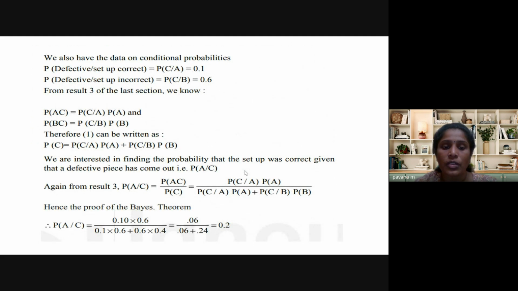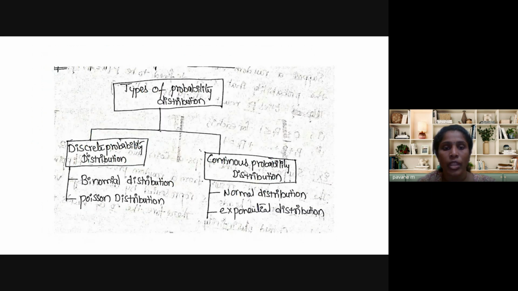So this is called conditional probability, this is Bayes theorem, and it is a very, very important theorem in probability. Now, the next topic is probability distribution. Till now we discussed probability theories: the addition theorem, multiplication theorem, conditional probability and Bayes theorem. So these are the theories.